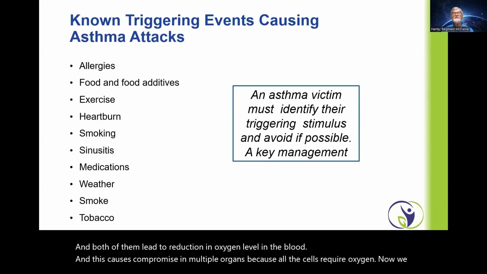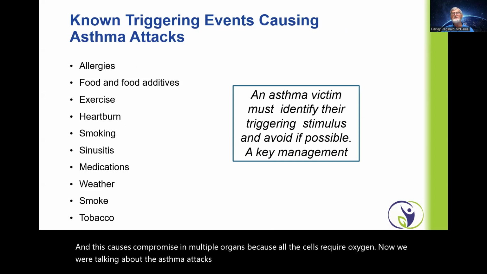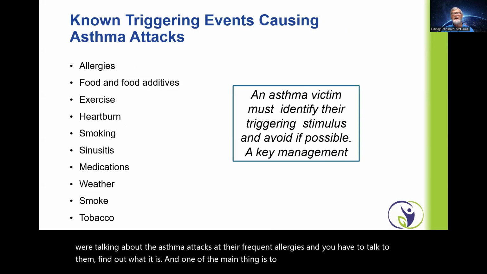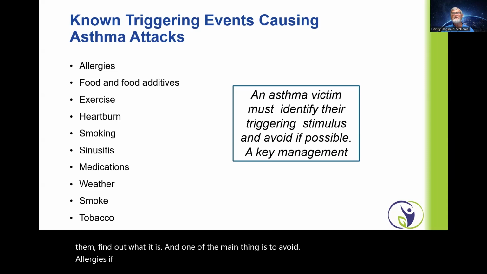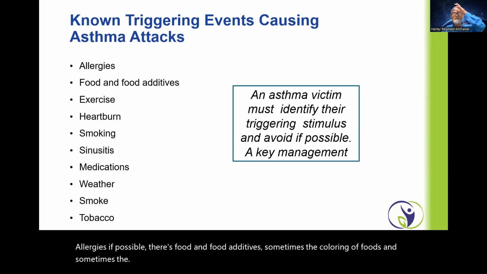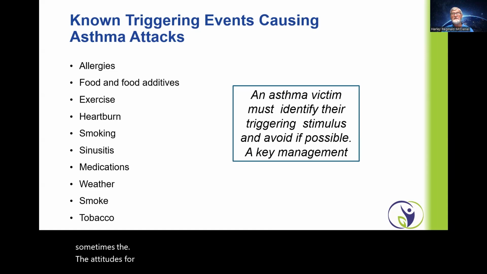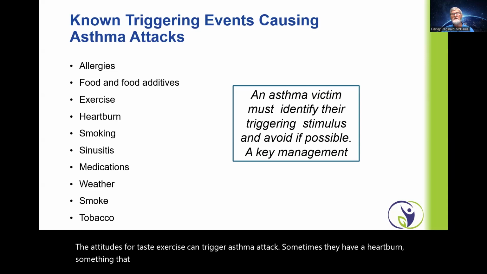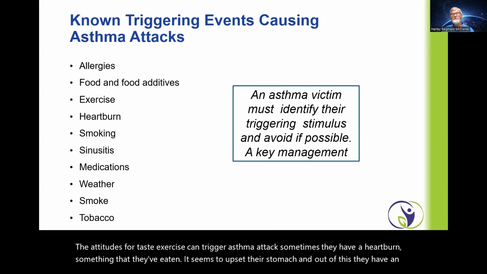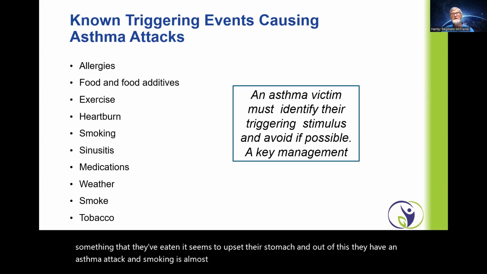Now, we were talking about the asthma attacks, that they're frequently allergies, and you have to talk to them, find out what it is. And one of the main things is to avoid allergies if possible. There's food and food additives, sometimes the coloring of foods and sometimes the additives for taste. Exercise can trigger an asthma attack. Sometimes they have heartburn, something that they've eaten. It seems to upset their stomach, and out of this, they have an asthma attack, and smoking is almost lethal to some asthmatics.